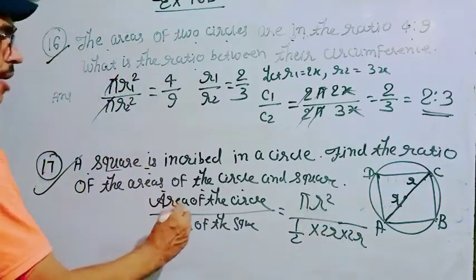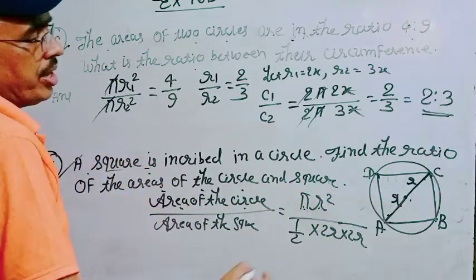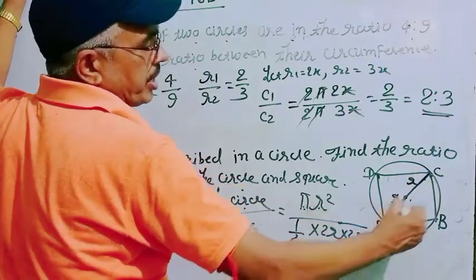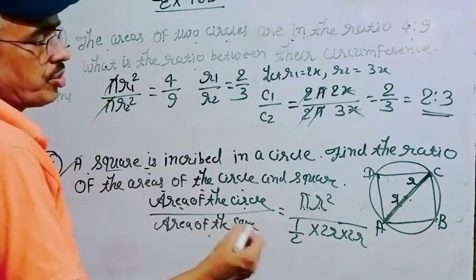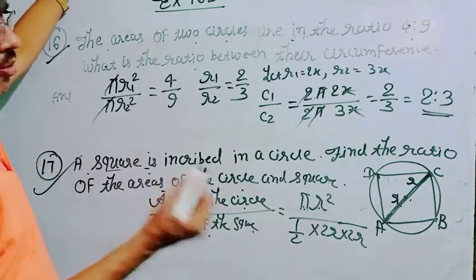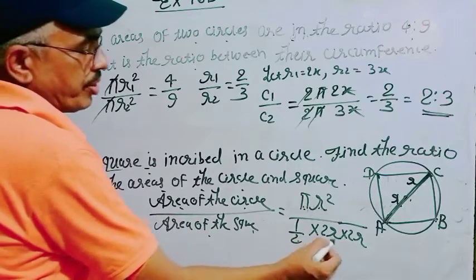Dear student, area of circle is pi r square. R is given here. But here the diagonal is given, and the diagonal is 2r. That means the area of the square is also 1 by 2 into diagonal square. One area is the side square, but the other area of the square is 1 by 2 into diagonal square.